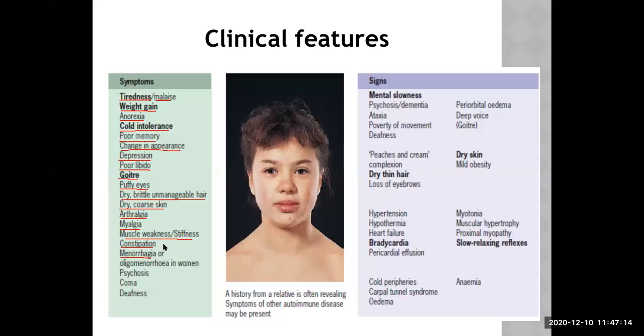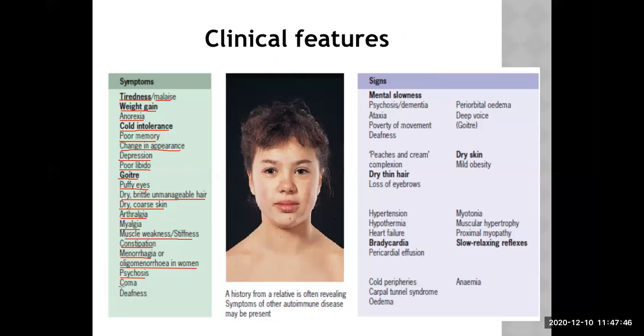Menorrhagia. What is menorrhagia? Excessive bleeding, sir. Excessive bleeding in the menstrual cycle. Exactly. There may be clots. The lady may pass clots during the period, or some ladies may even have oligomenorrhea. This is a bit difficult to explain here, why both of these conditions may be present in some of the patients.